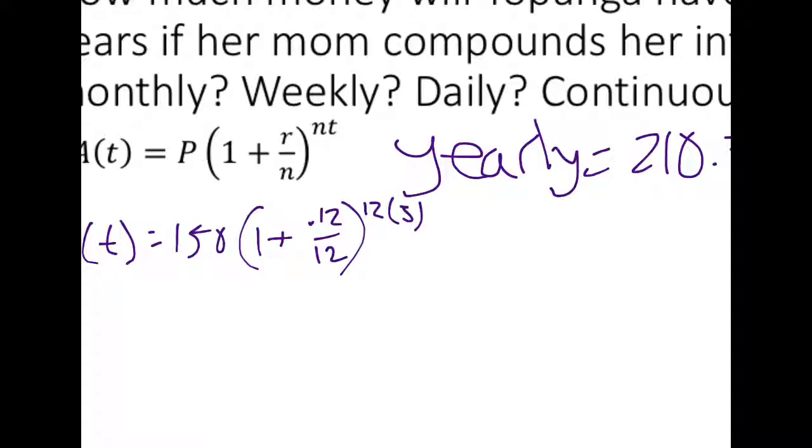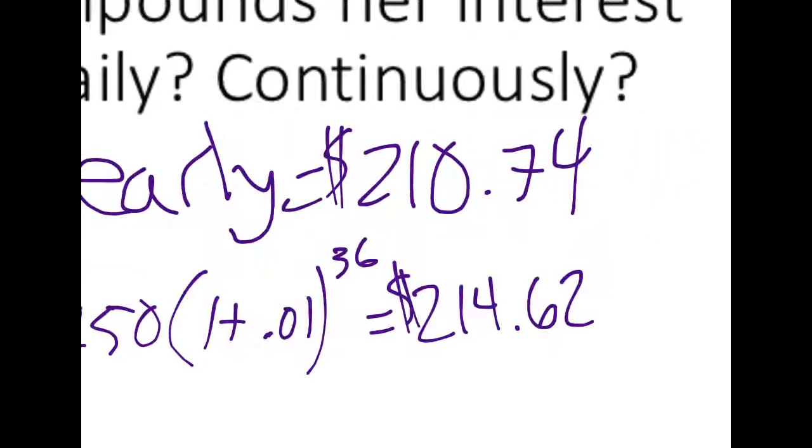So let's think about what this is going to give us. Well, we can simplify this as 150 times 1 plus 0.12 divided by 12. It's going to give us 0.01, which is telling me that if I am getting 12% interest per year, I'm getting 1% interest each month. And then I'm going to multiply that by 36, which is the number of months in 3 years. So do that, and you should get.